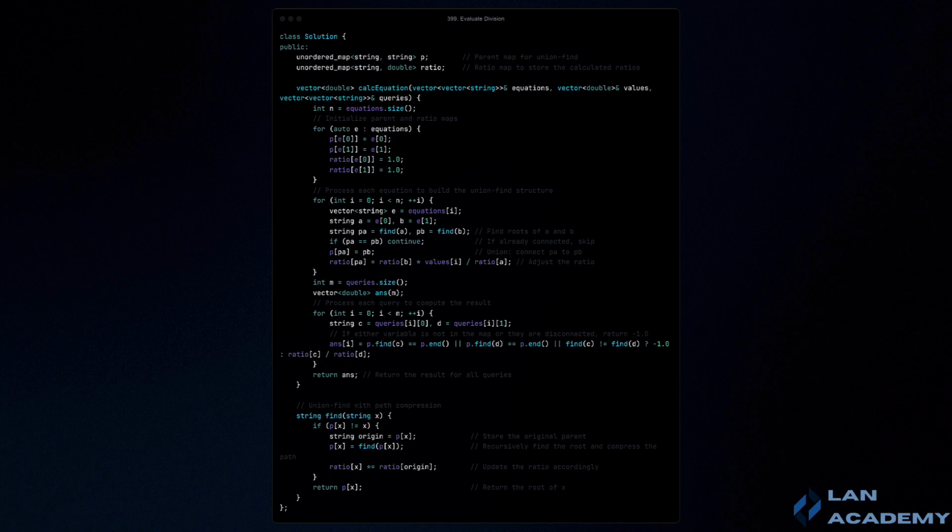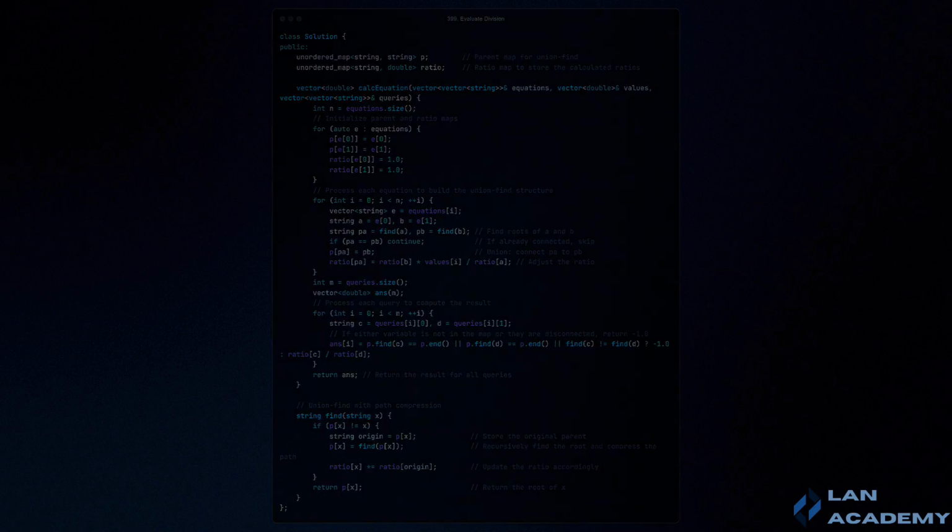In conclusion, the calcEquation function leverages the union-find data structure to manage the relationships between variables and compute the required ratios for the queries. By initializing the data structures, unifying sets according to the given equations, and evaluating each query, we can determine the correct results or return -1.0 if a ratio cannot be determined. This method is both efficient and robust, capable of handling complex queries based on variable relationships. The use of path compression ensures that the operations remain efficient, providing an optimal solution to the problem.